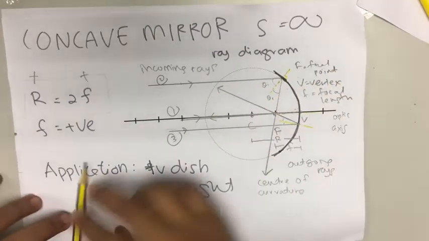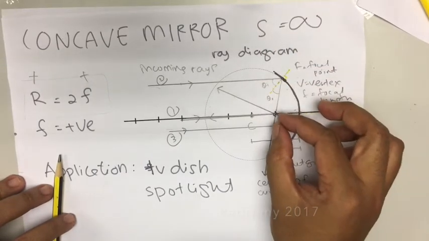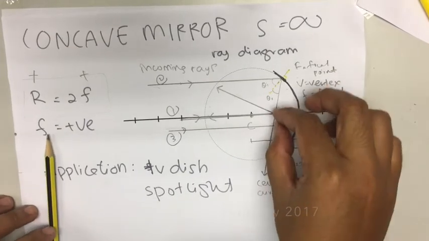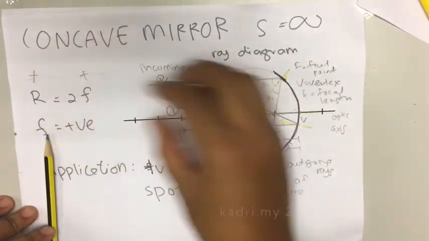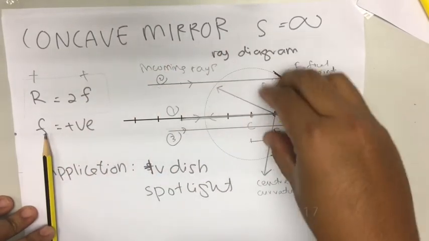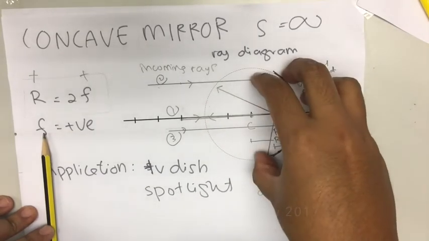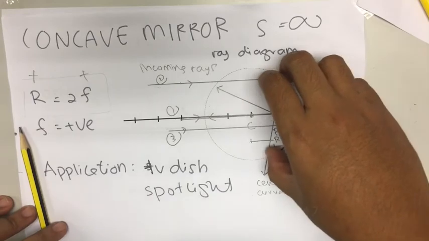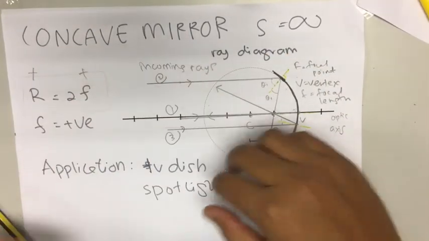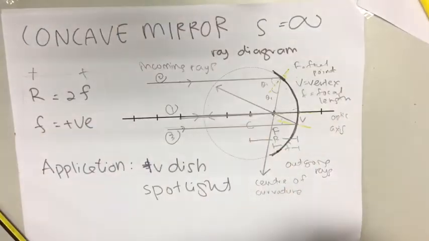Also a spotlight in front of our vehicle, our car: the LED, or the light source, will be placed at this point, and it will be reflected and go away. It's like an inversion of these incoming rays focusing. For the spotlight, the LED emits light in all directions, and it will be reflected in a parallel direction in a nice way, instead of diffusing in all directions. Alright, this is for the concave mirror.